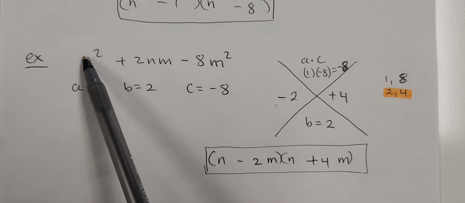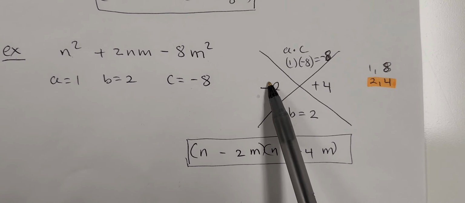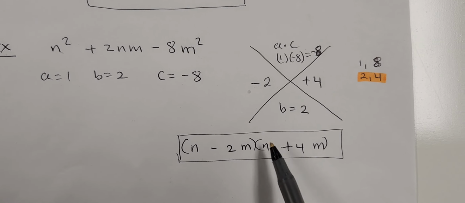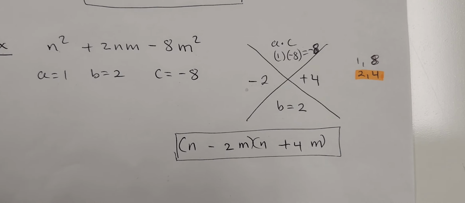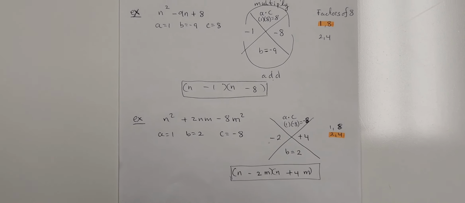One more time, I have two letters. N goes here, m goes here, bring down the negative 2. In the second parentheses, do the same: n here, m here, bring down the positive 4. So be very careful in factoring trinomials when a is 1.